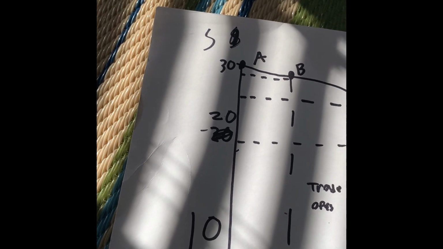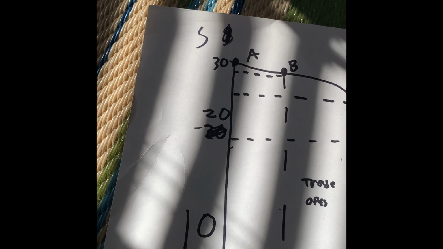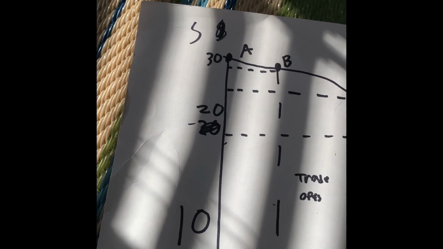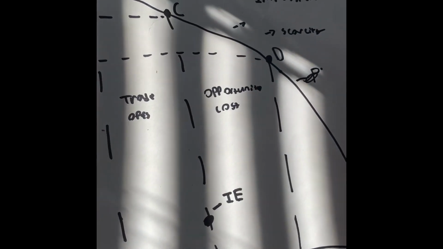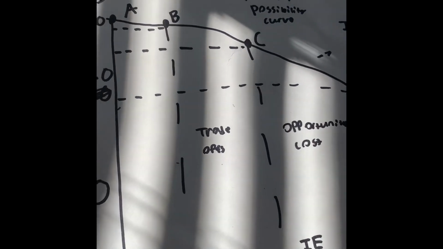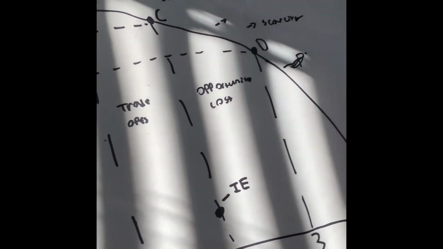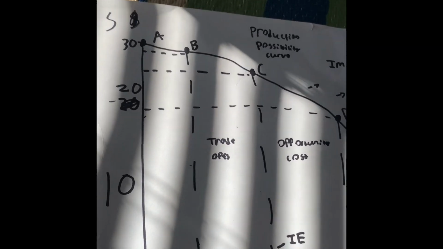The last thing I wanted to show was, I don't know if we covered this yet, but this is an increasing opportunity cost curve because of how it bows. But you also have another one called the constant opportunity cost, which is like if you have corn and wheat. Let me draw it real quick.